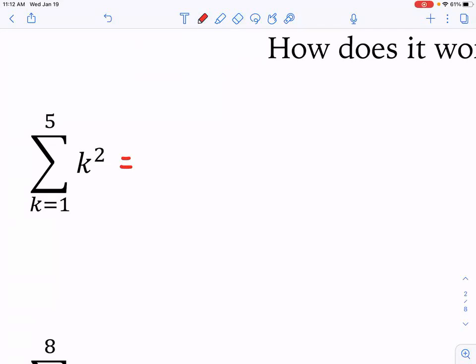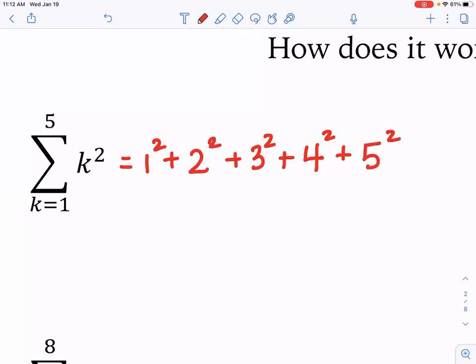All right. So when we plug in 1, we have 1 squared. And then we plug in 2. And then we plug in 3. And then we plug in 4. And then we plug in 5 and stop because that is our upper limit.